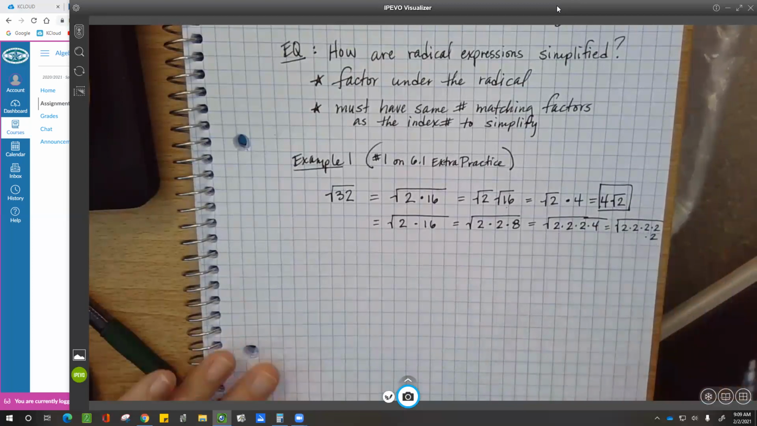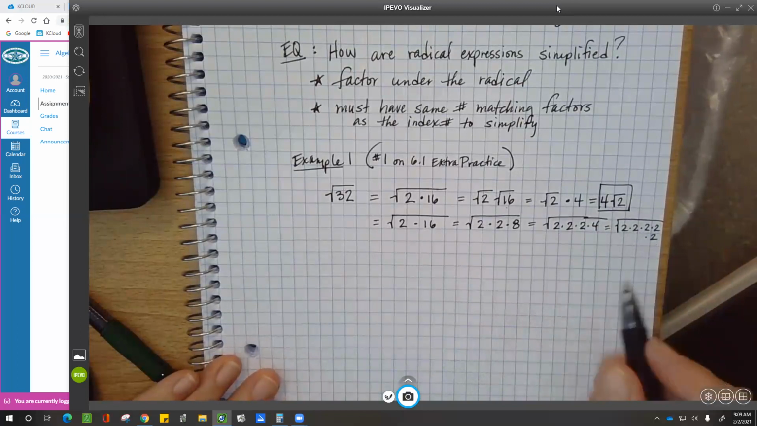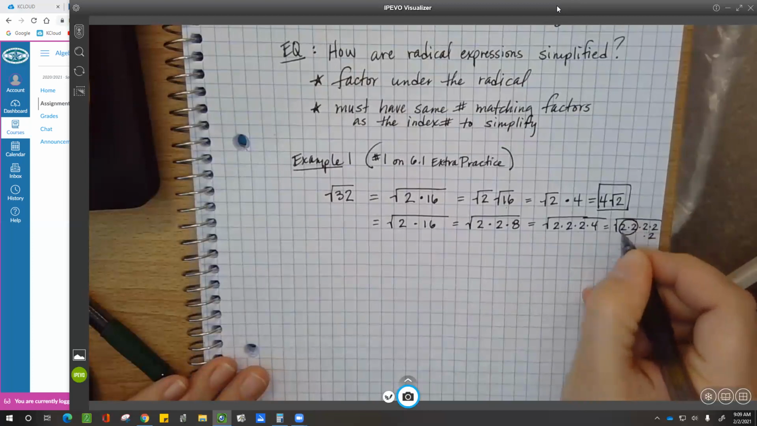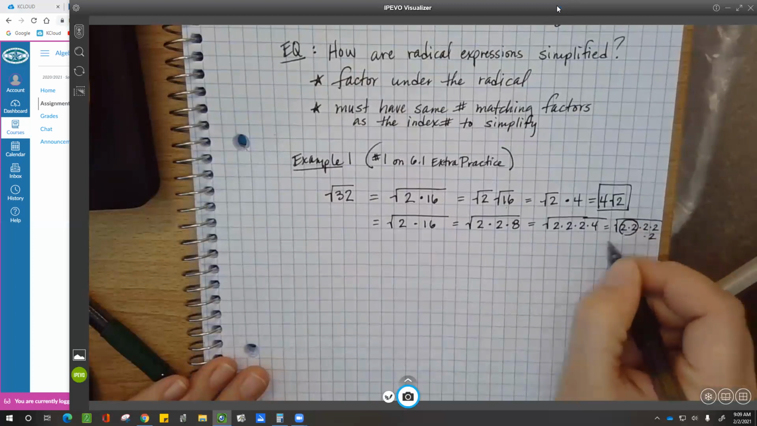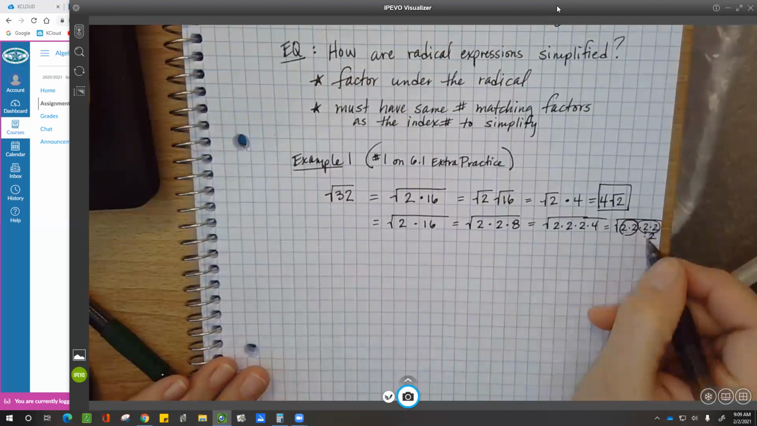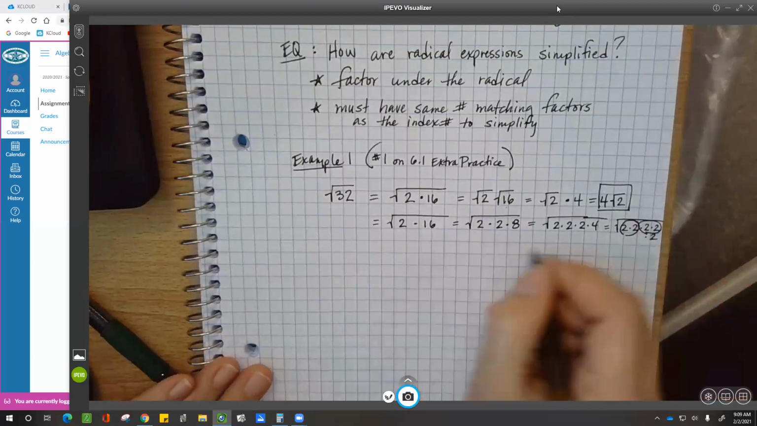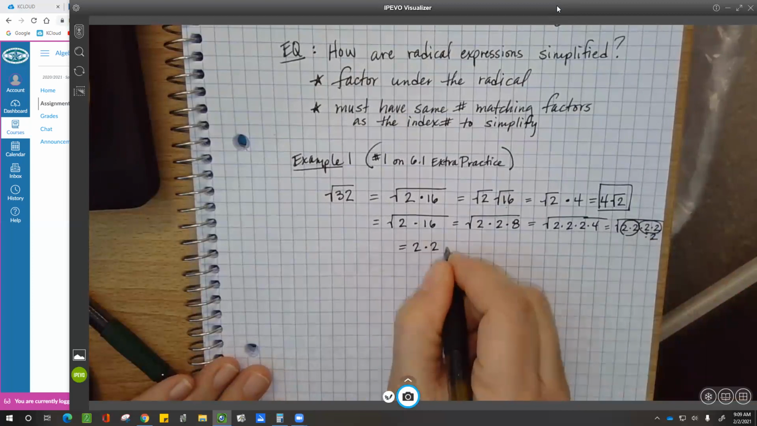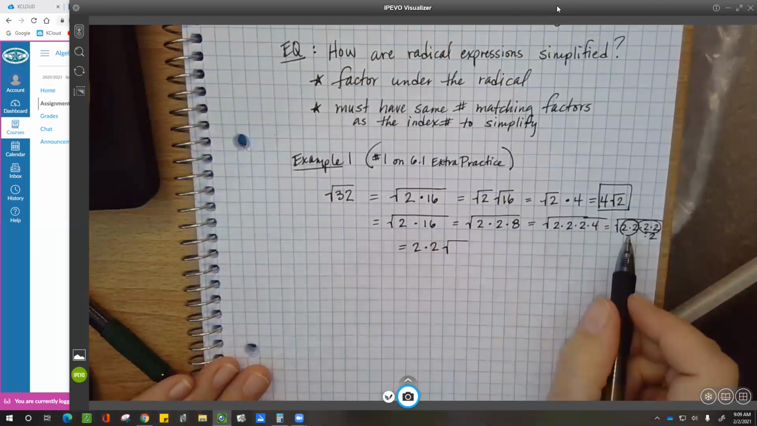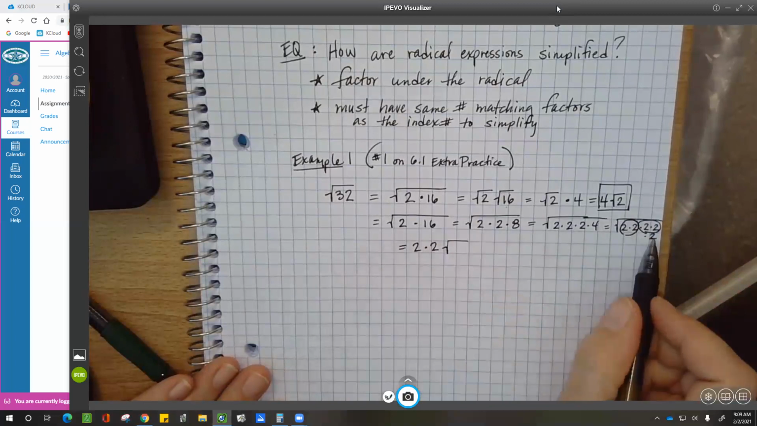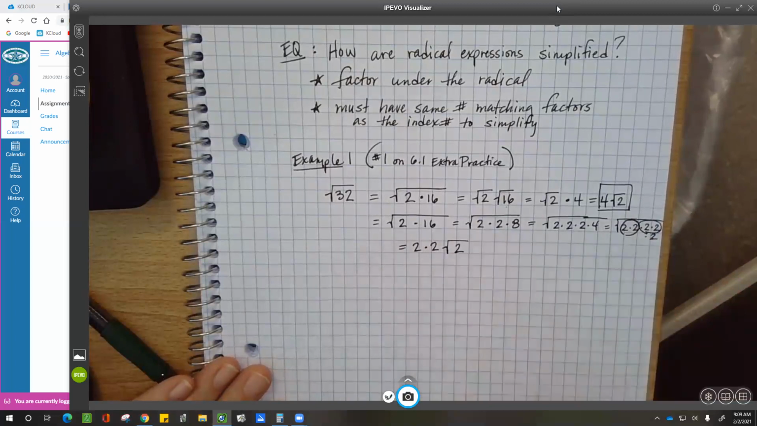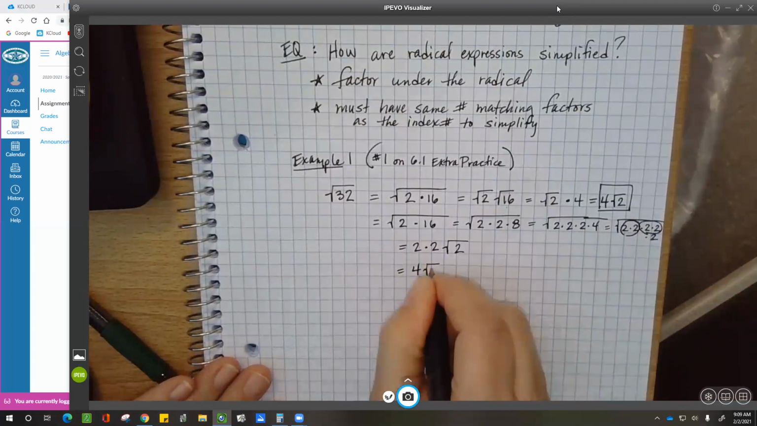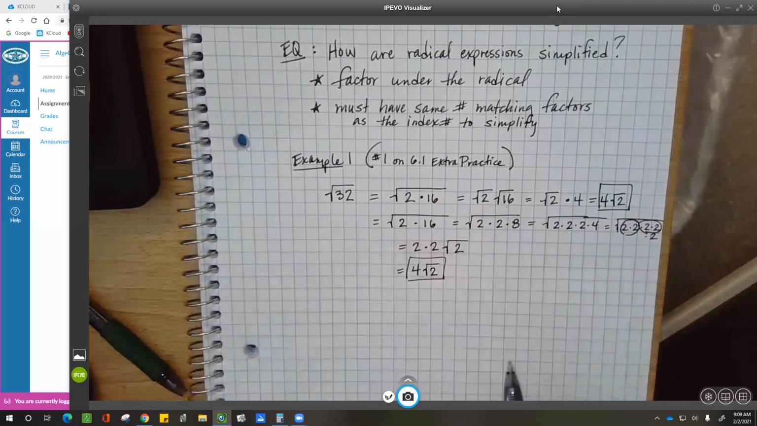So I said I had to have 2 matching factors to be able to simplify and remove something from the radical. So here these match, so I can pull a 2 out, and then these match, so I can pull another 2 out. This would be 2 times 2, and then I have a 2 that didn't have a match, so it has to stay inside. 4 square root of 2. I get to the same result.